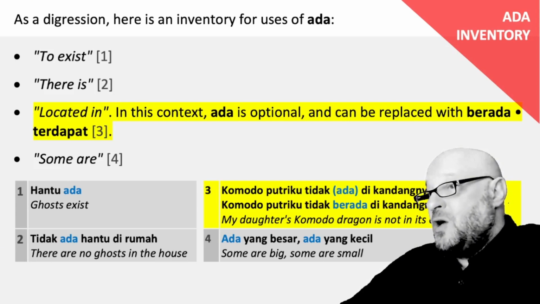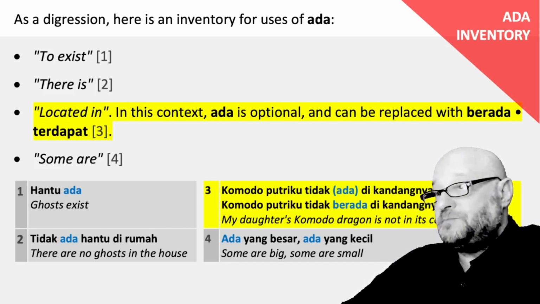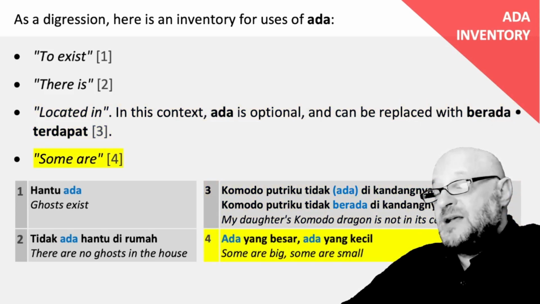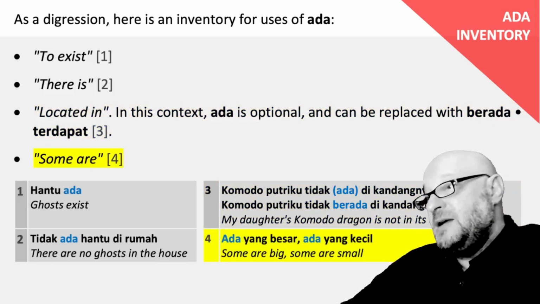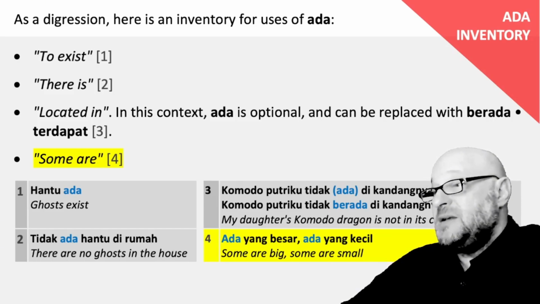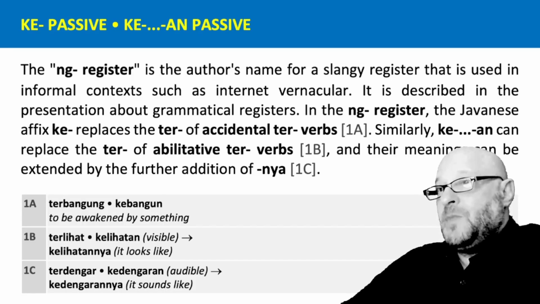Example 3, Komodo putriku tidak di kandangnya. My daughter's Komodo dragon is not in its cage. Could be alternatively expressed as Komodo putriku tidak berada di kandangnya. Some are. Example 4, ada yang besar, ada yang kecil. Some are big, some are small. Ke passive, ke unpassive.